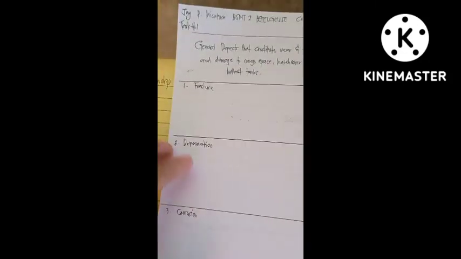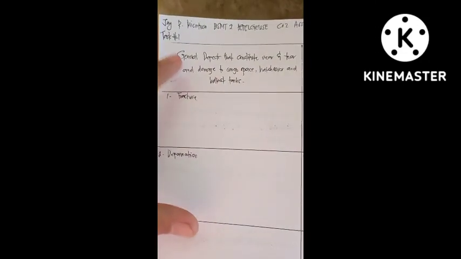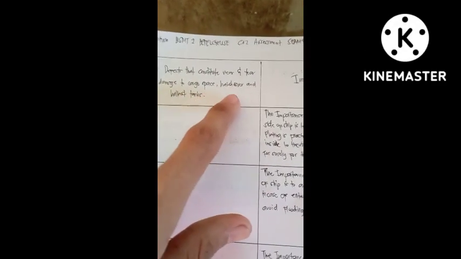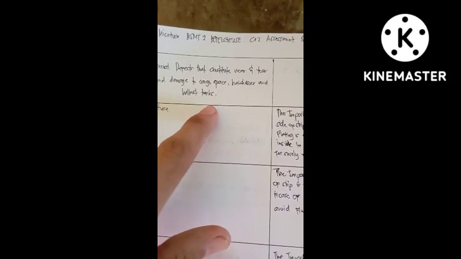So let's get started. In task 1, we need to find the importance of assessing the general defects that constitute wear and tear and damage to cargo space, hatch cover, and ballast tanks. First is fracture.